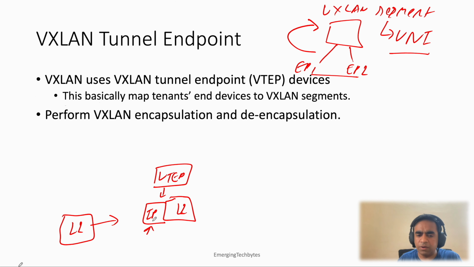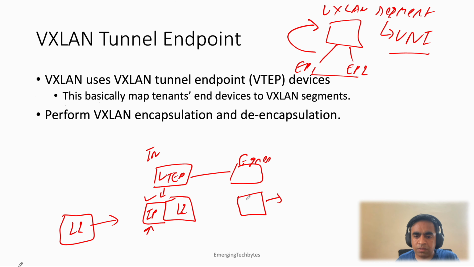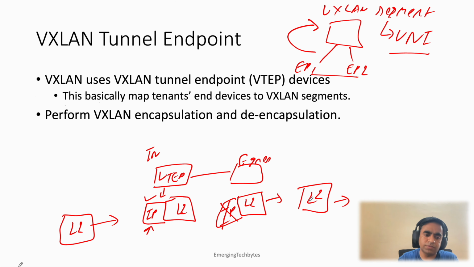I'm not showing UDP and all; it just gets encapsulated. This will traverse based on this IP address, so this is your ingress. When it reaches the egress, it will rip this off, take this off, and only the L2 packet will go out. So the VTEP performs this encapsulation and decapsulation.